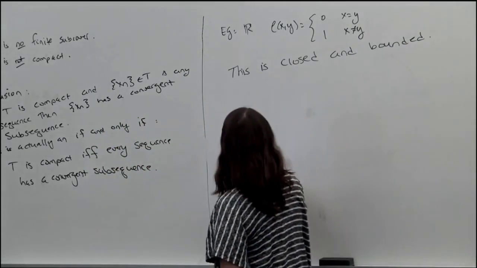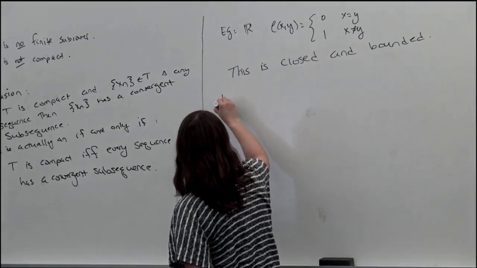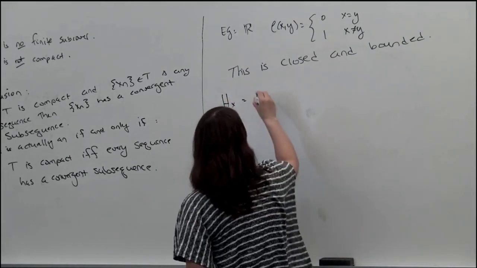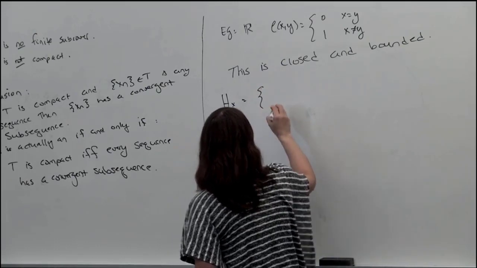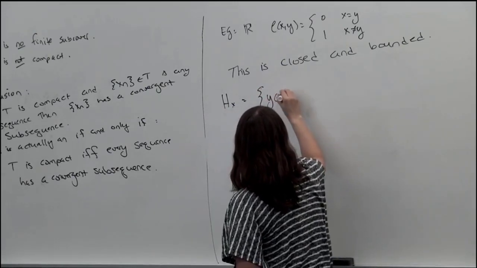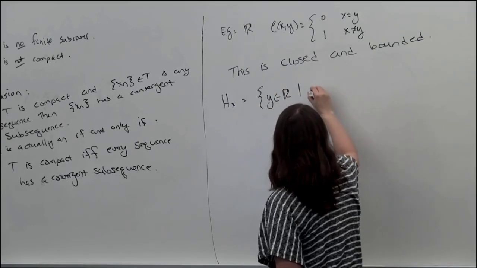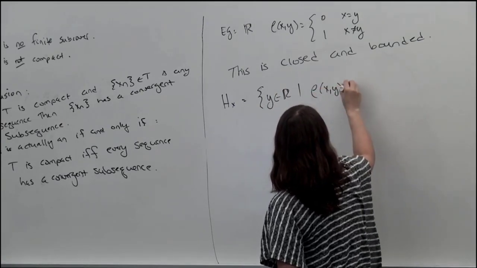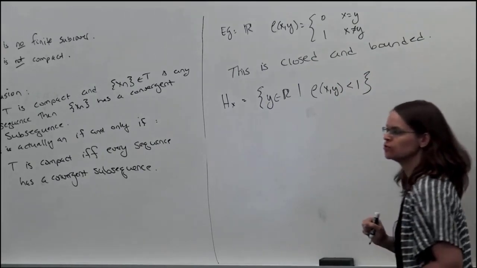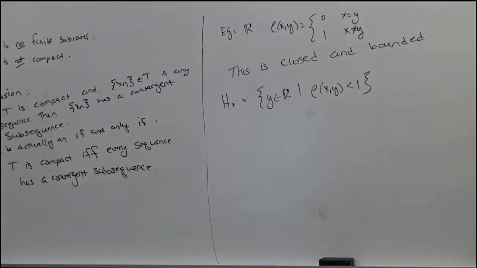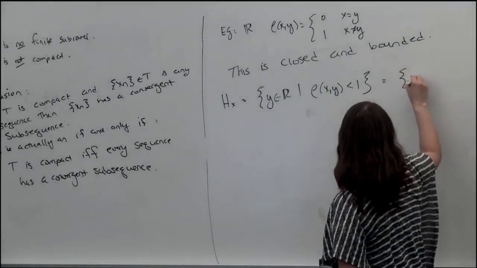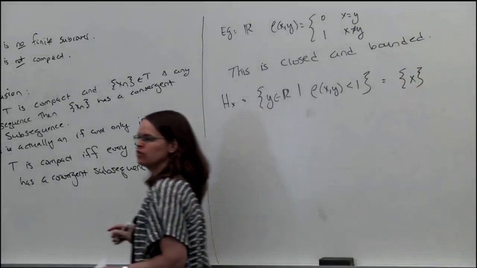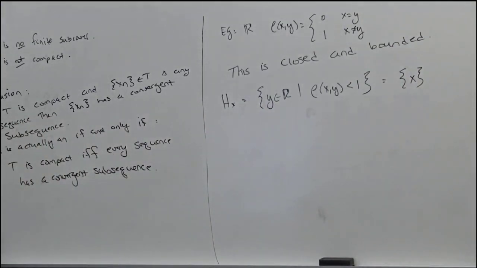But yes, for example, let's take this covering. Let Hx be the set of all points within a distance 1 but not equal to 1. And what is this set equal to? Yeah, just the point x. This is a singleton, right? We've played games with this discrete metric before, and we've seen that singletons themselves are open sets in this metric.